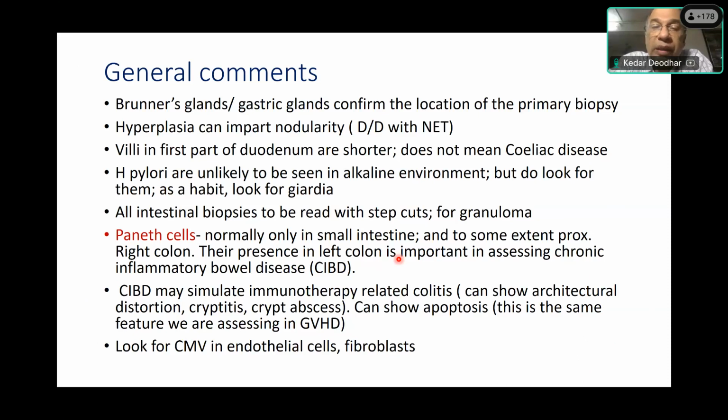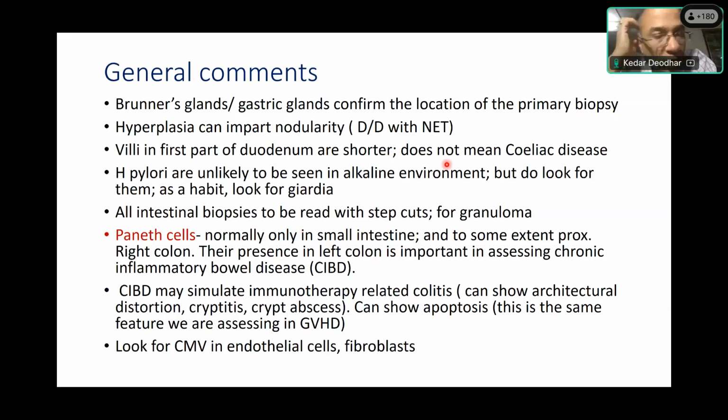So do not read the first part of the duodenum for celiac disease. We should usually read the second or third part of the duodenum for blunting of villi. H. pylori are unlikely to be seen in an alkaline environment, but do look for them as a matter of habit. And as a matter of habit, also look for giardia.